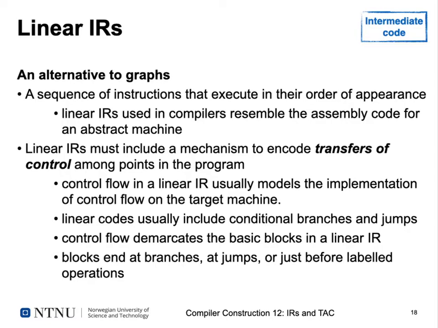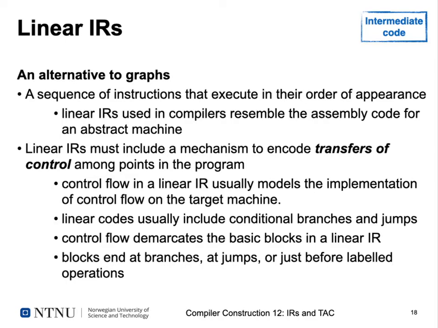So linear IRs must include some sort of mechanism now to encode control transfer, because we don't have this graph anymore that shows us our control flow graph, where control is transferred in our program. And so our control flow in a linear intermediate representation models the implementation of control flow on a target machine. So we can benefit from the fact that most target machines behave very similarly in terms of control flow.